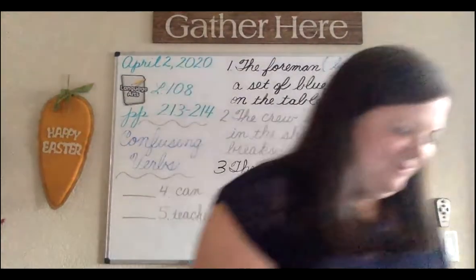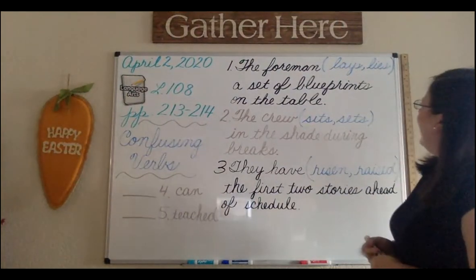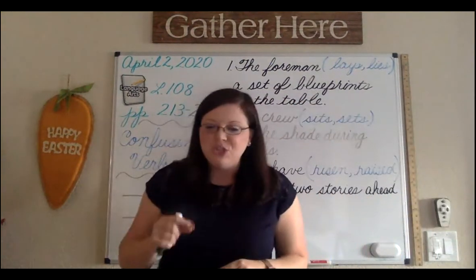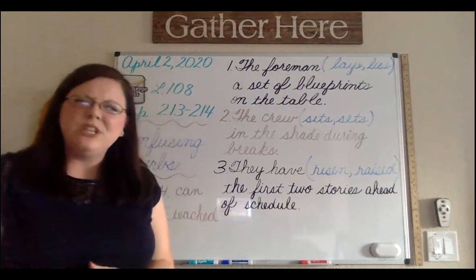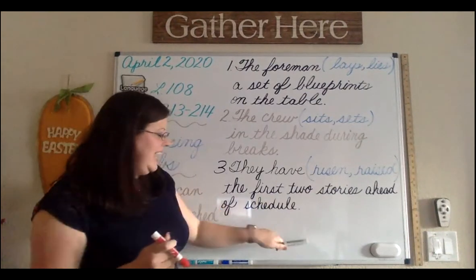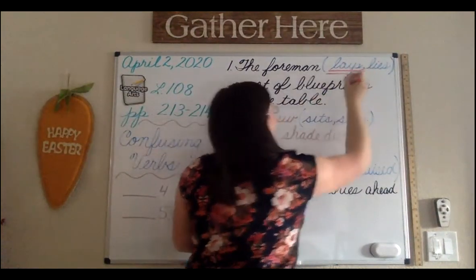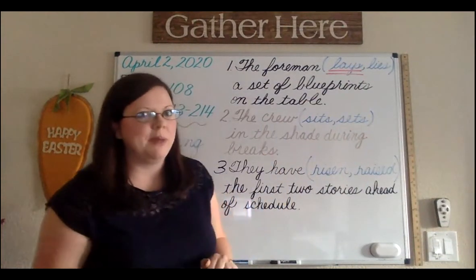Now what I would like for you to do is go ahead and open up your language book to our pages for today, and let's do some exercises together. Number 1, the foreman lays or lies a set of blueprints on the table. Let's underline correctly 2 times the verb that would best fit here. Lays or lies. Which one do you think is the best answer? It should be lays because lays means to put or to place something. Lies means to rest or to recline. It could also mean to tell a lie, but we're not going to talk about that right now.